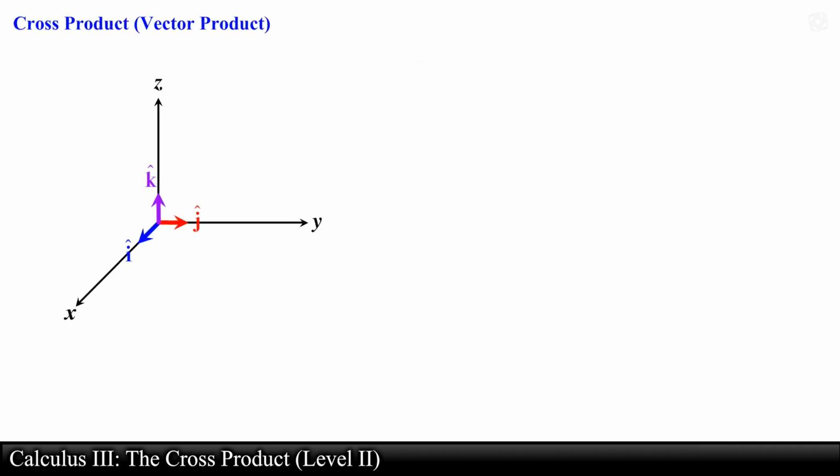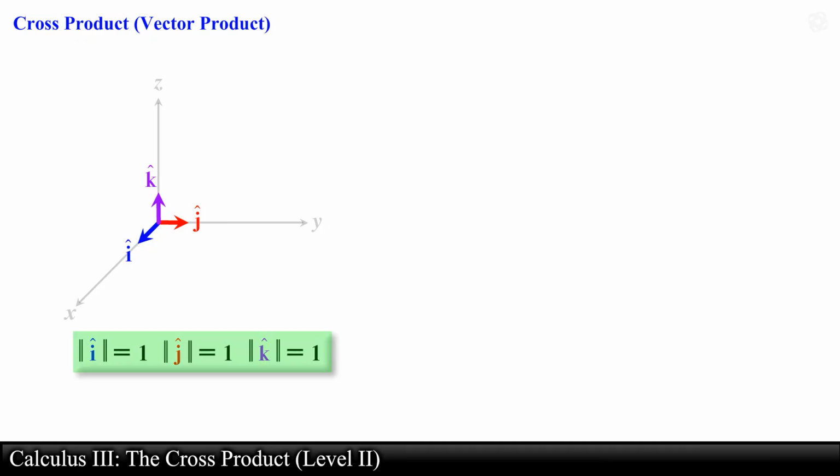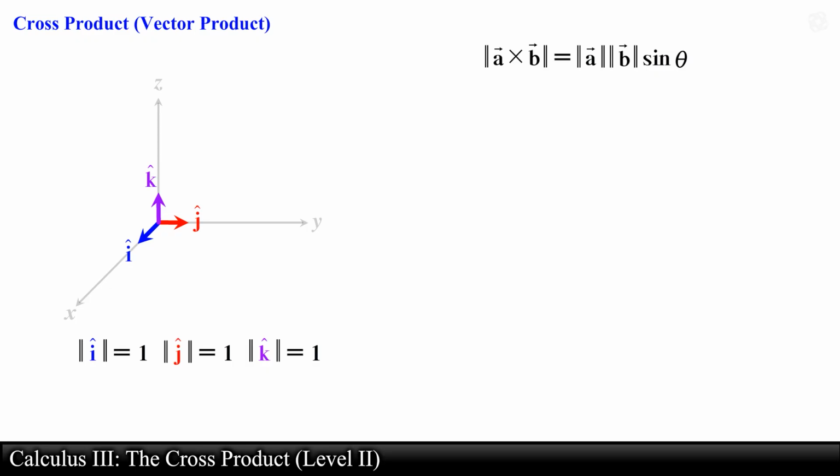Let's first determine the cross products of the unit vectors i hat, j hat, and k hat. This will be pretty straightforward since the unit vectors i hat, j hat, and k hat all have a magnitude equal to 1, and they are perpendicular to each other. Recall from the previous video that the cross product between two vectors in space can be found by taking the product of the magnitudes of each vector times sine of the angle between the vectors.